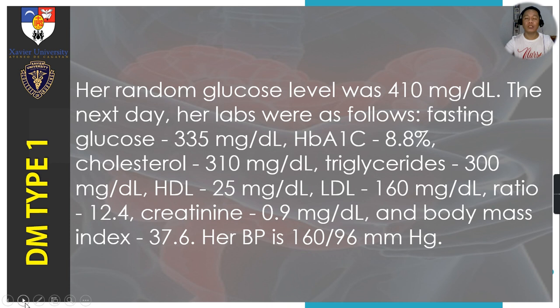Her random glucose level was 410 mg per deciliter. The next day, her labs were as follows: fasting glucose of 335 mg per deciliter, HbA1c or glycosylated hemoglobin of 8.8%, cholesterol of 310 mg per deciliter, triglycerides of 300 mg per deciliter, high-density lipoprotein of 25 mg per deciliter, low-density lipoprotein of 160 mg per deciliter, ratio of 12.4, creatinine of 0.9 mg per deciliter, and body mass index of 37.6. Her BP is 160/96 mmHg.